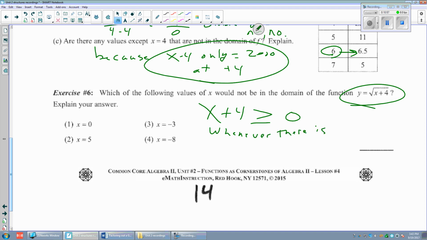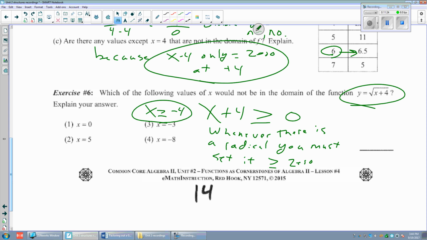there is a radical, you must set it greater than or equal to 0. You can't take the square root of a negative number. So I subtract 4 from both sides, so x has to be greater than or equal to negative 4. Which of the following values would not be in the domain? Let me see. Well, negative 4 would definitely be there, but negative 8 can't be, because negative 8 is not greater than or equal to negative 4.